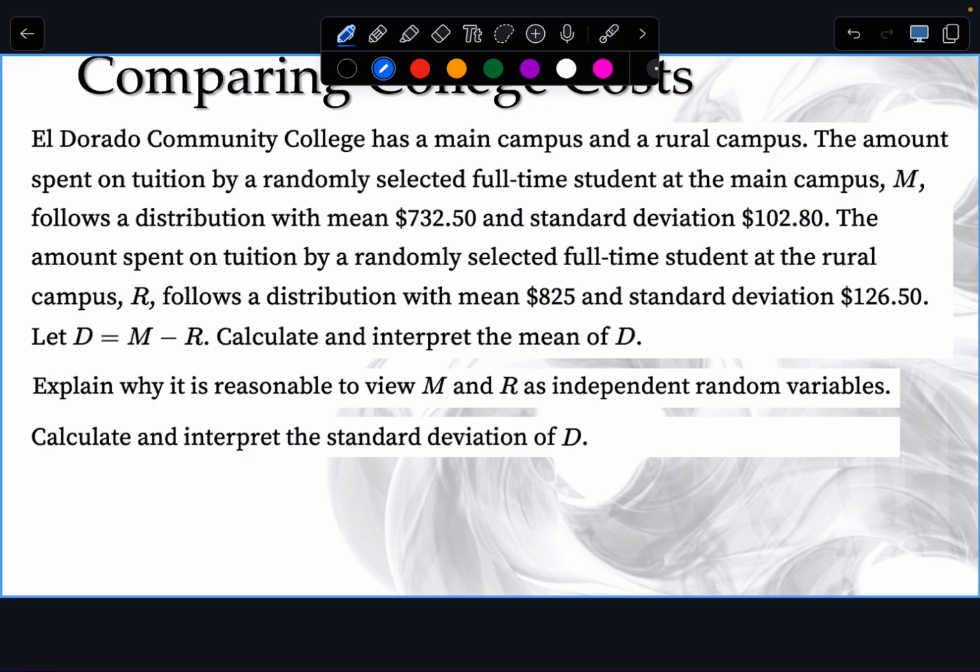What they want us to do is take the combination of the variables. They want us to calculate the difference in tuition between the main campus and the rural campus. So the first part of the question says calculate and interpret the mean of D.